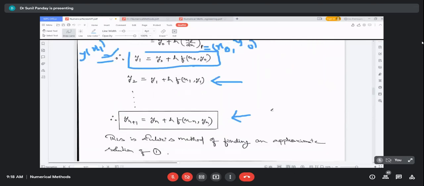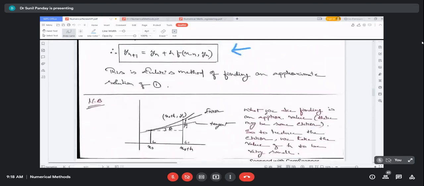So we will see this: for the first iteration, we have x naught and x naught plus h.